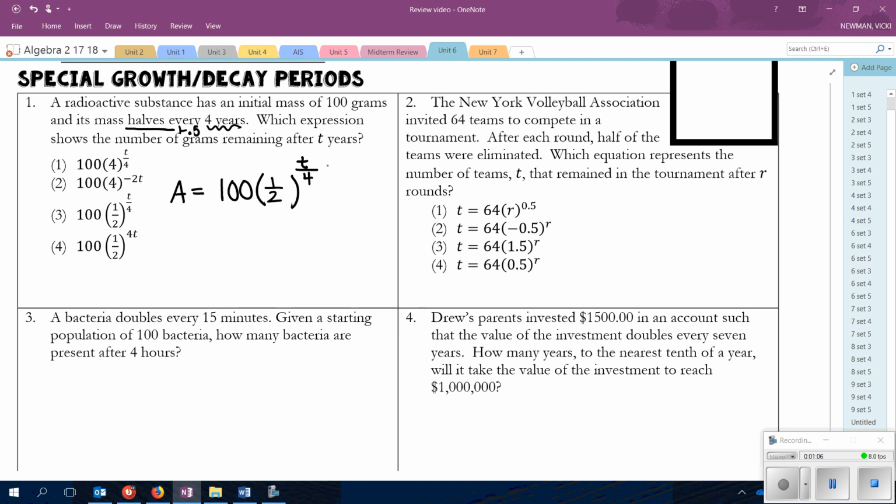So every 4 years. Which of the expressions shows this equation? Well, that would be choice 3. Beautiful. Okay. The New York Volleyball Association invited 64 teams, so there's our initial value, to compete in a tournament. After each round, half of the teams remained, so 1 minus a half is a half. Which equation represents the number of teams that remained in the tournament after R rounds? So T should be R. So 64, 1/2 to the R is choice 4.